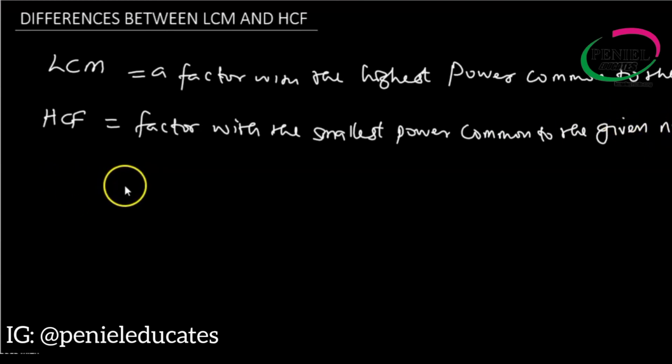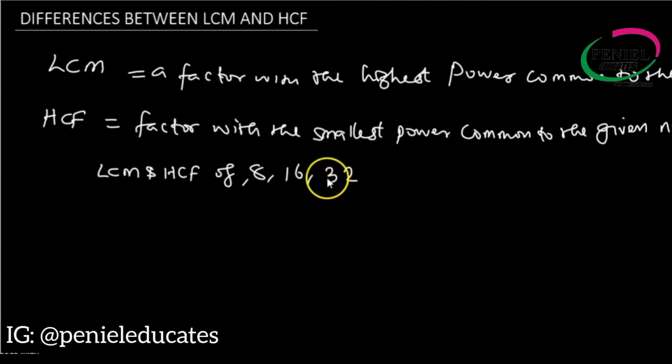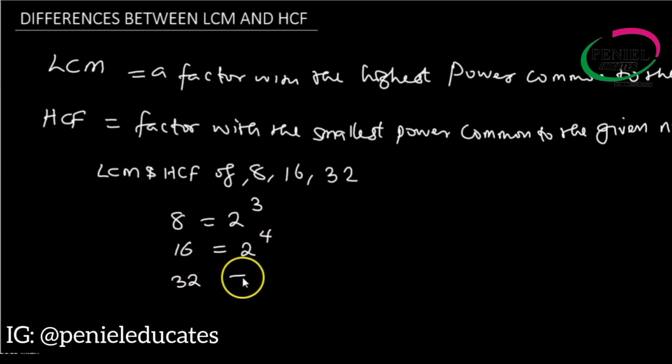If we are to find the LCM and HCF, that's highest common factor, of 8, 16, and 32, let us write each number in its index form. For example, 8 is 2 raised to power 3. 16 is 2 raised to power 4. Then we have 32 as 2 raised to power 5.